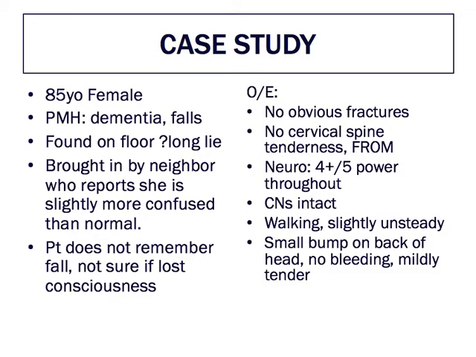So you examine her, you don't find any obvious fractures, she's not complaining of significant pain anywhere, you've examined the spine and specifically there's no cervical spine tenderness and she's got full neck range of motion. Neurologically she's got globally slightly reduced power but nothing focal, cranial nerves all seem intact. When you get her to walk she's slightly unsteady but not too bad. And you find that she's got a small bump on the back of her head. It's not significantly bleeding and it's only mildly tender.